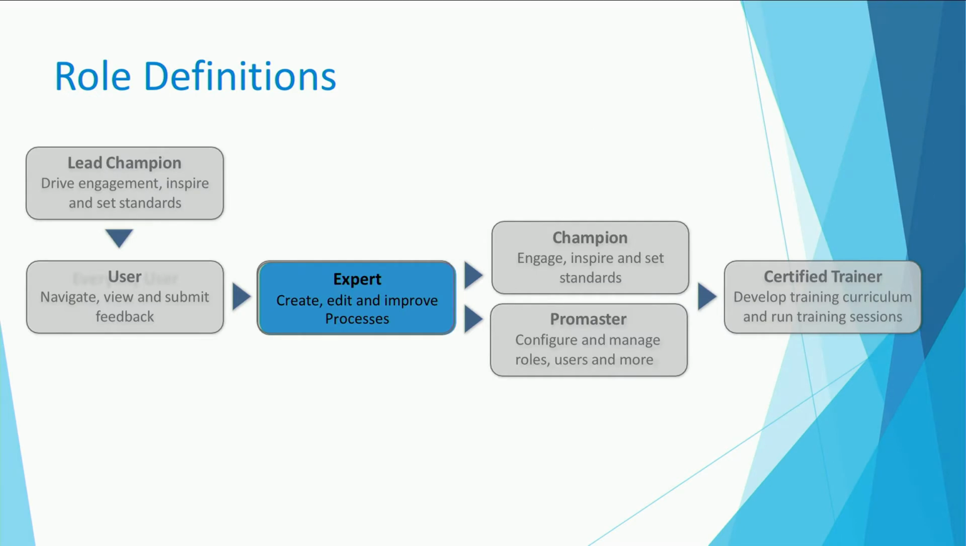Once you've completed the in-person training, you'll be at the expert level. So that means you'll be able to create and edit and improve processes. Everyone at UC San Diego will have user access, meaning that they will be able to view any processes that are created and approved. The champion and the ProMaster are there to support you as you're creating your maps. So let's see it in action.